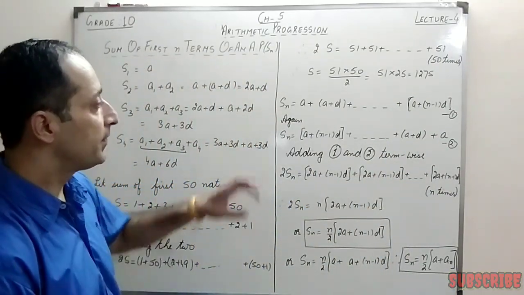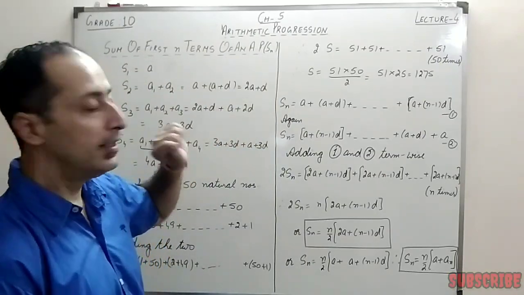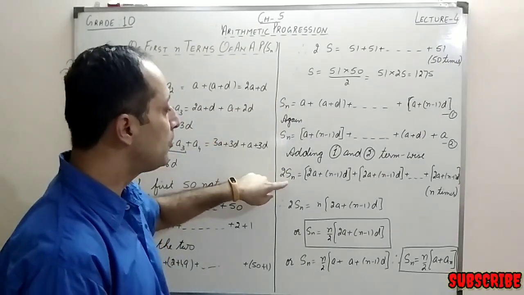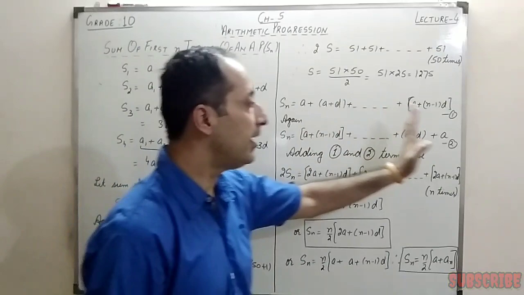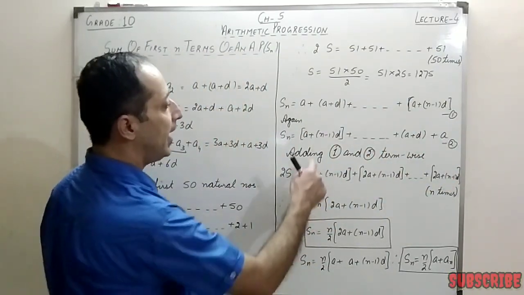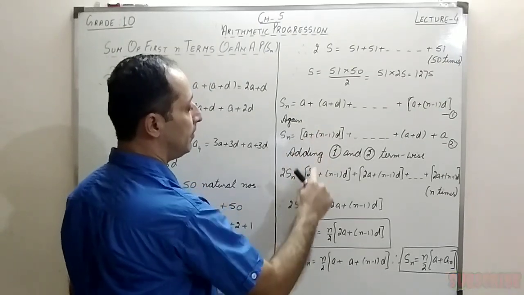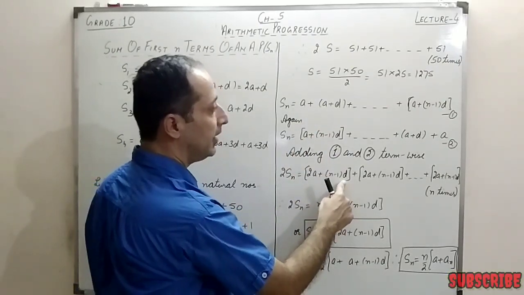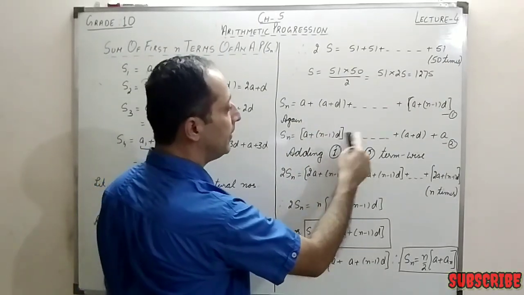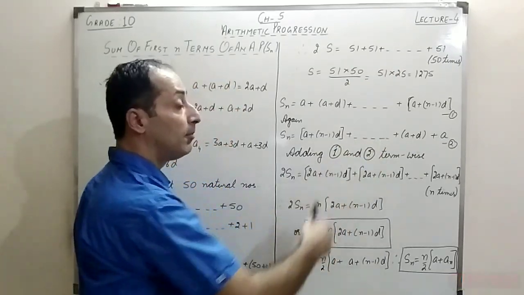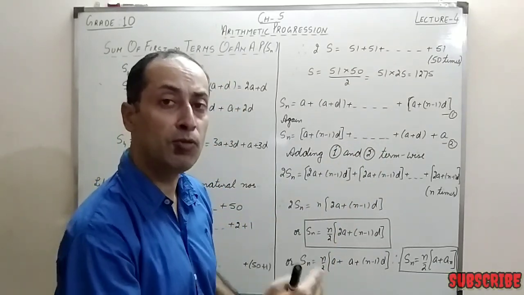Now what I do next step, I add these two, right? So Sn plus Sn becomes 2 times Sn. And on the right side, see very carefully, if I add first term with the first term, I take a plus a, it becomes 2a plus n minus 1 into d. Right? Now, next term here, here it will be a plus n minus 2 into d.